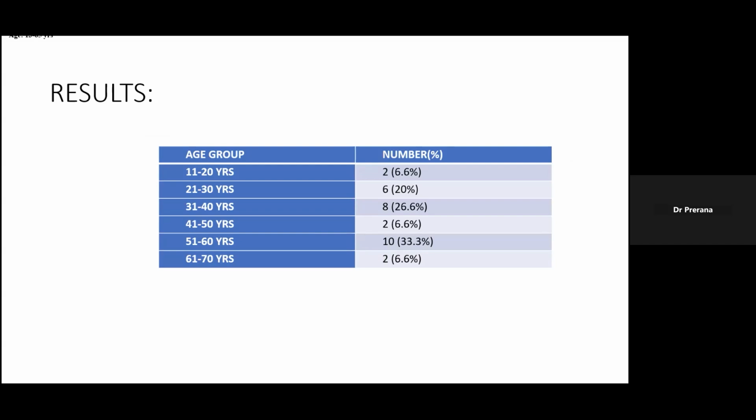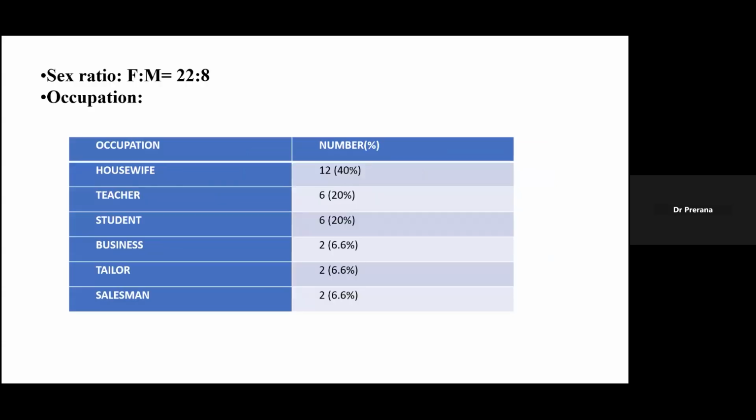We categorized patients into different age groups, out of which the patients belonging to the age group 31 to 40 were 8, and 51 to 60 were 10. These were the two major age groups involved with complaints of dizziness or vertigo. Following this, the most common age group which presented to us with dizziness was 21 to 30 years.